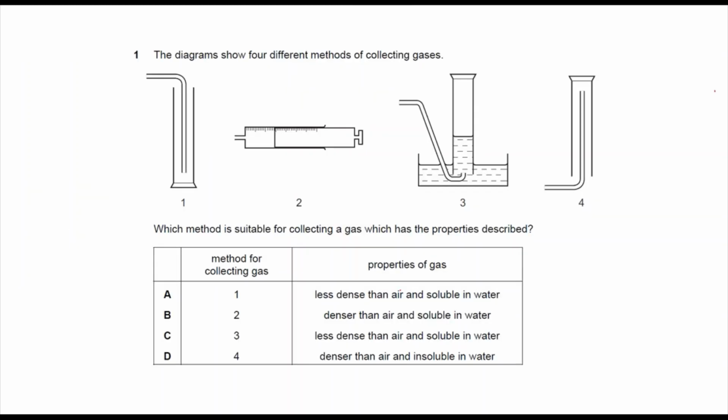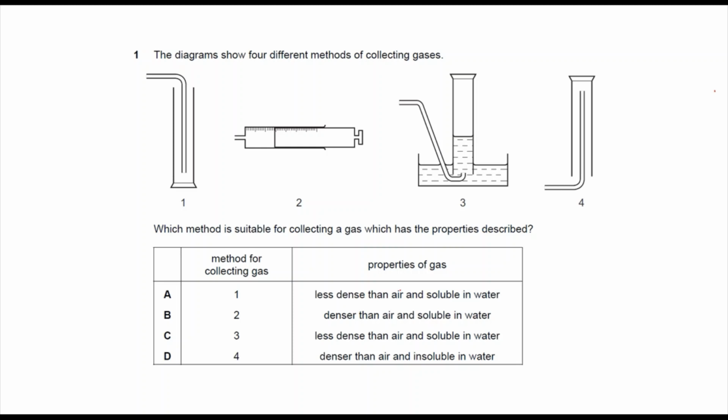Question number 1. The diagrams show 4 different methods of collecting gases. Which method is suitable for collecting a gas which has the properties described? Basically in this question the examiner will give us a method and then tell us that we are trying to collect a certain type of gas through this, and the properties of that gas have been given. Before starting this question, we must know that all 4 of these methods have some sort of restrictions.